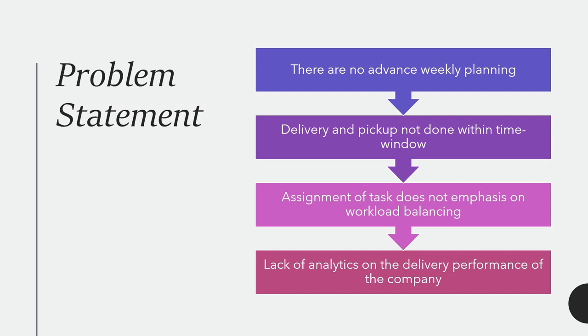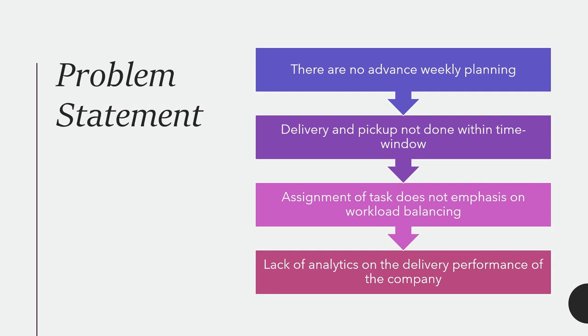The second problem statement is the delivery and pickup is not done within the time window. As the route planning that was done previously is only with the consideration of the vehicle capacity, this may lead to the incomplete delivery at the end of the day. By taking into consideration the traveling time needed and the time window provided by the customers, the schedule of the delivery can be more accurate and can help to reduce the problems of incomplete orders by the end of the day.